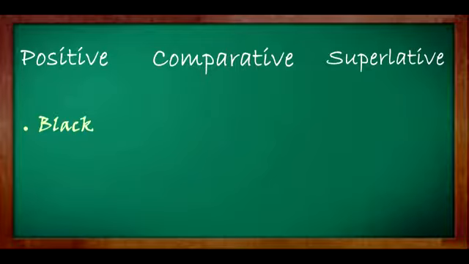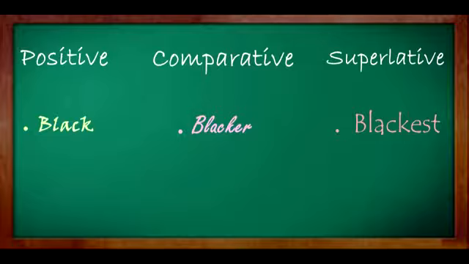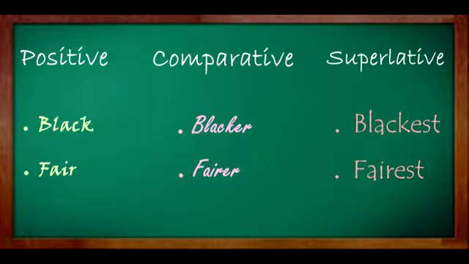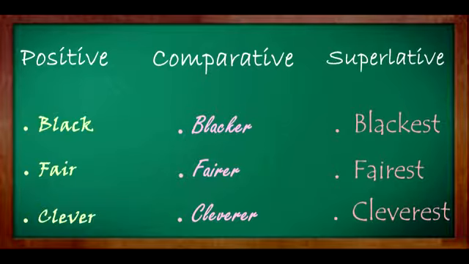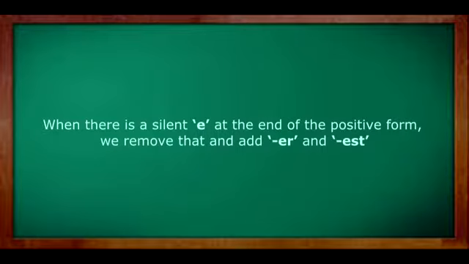Black, blacker, blackest, fair, fairer, fairest, clever, cleverer, cleverest. When there is a silent E at the end of the positive form, we remove that and add ER and EST.